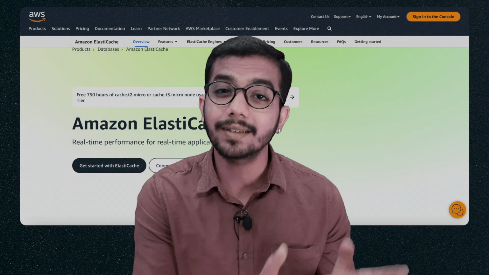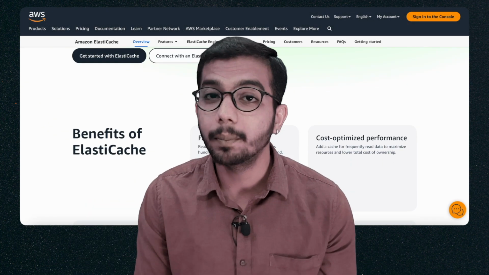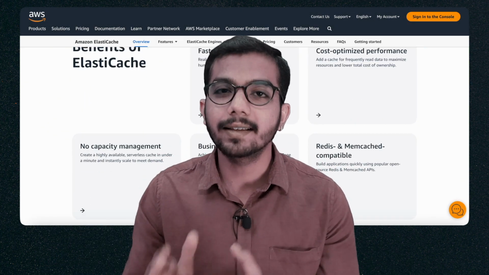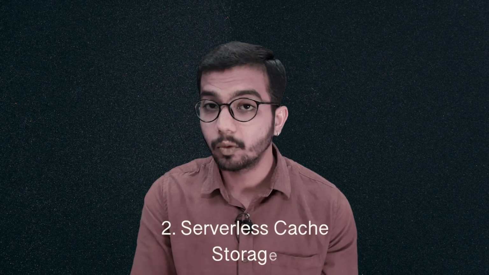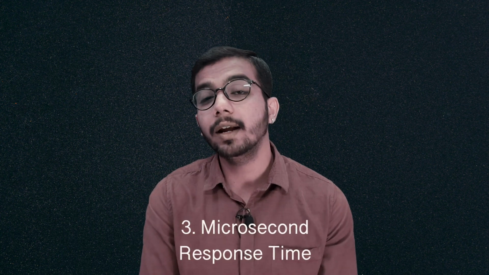ElastiCache is a high-performance, serverless in-memory database service which works with your new or existing Redis or Memcached database by leveraging the power of AWS infrastructure. Some highlighting features of ElastiCache are: first, multi-AZ deployment; second, serverless cache storage to meet the requirement at any scale; third, microsecond response time across millions of operations per second.